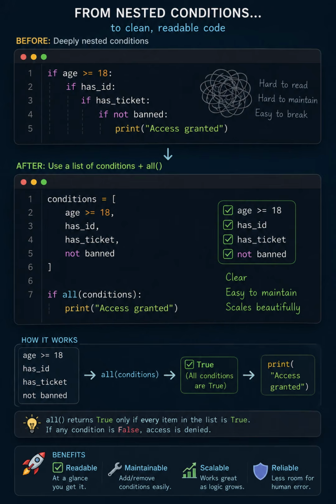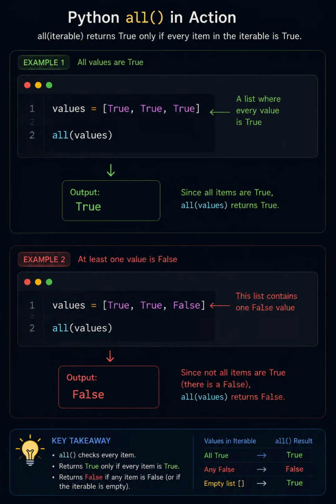The idea behind all() is incredibly simple. It asks one question. Are all of these things true? That's it. If every value is true, then all() outputs True. But if even one value is false, then all() would be False.